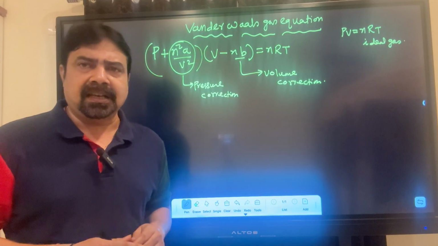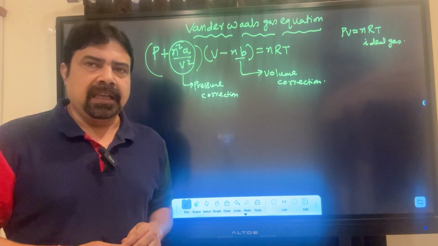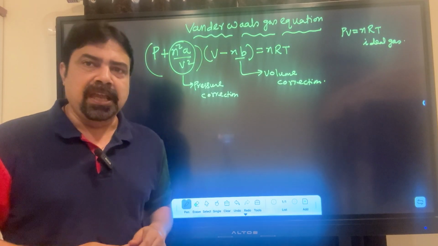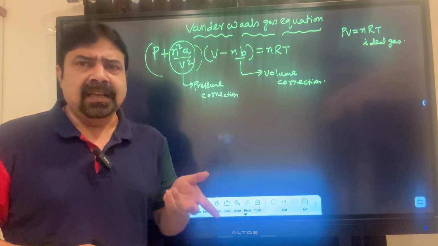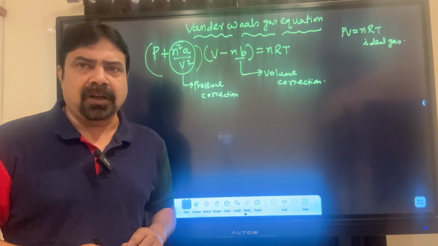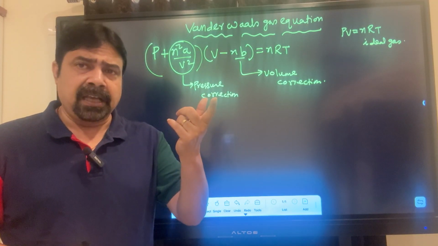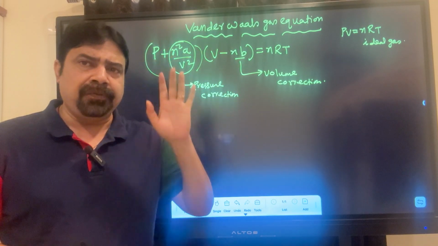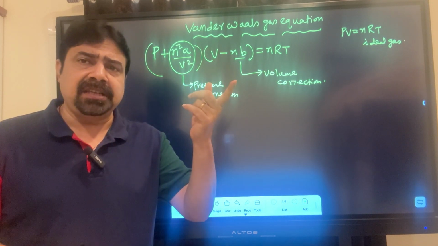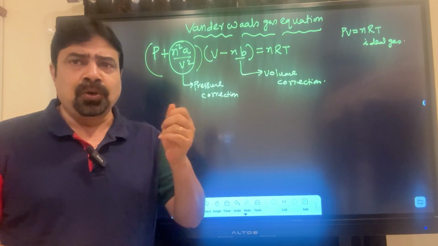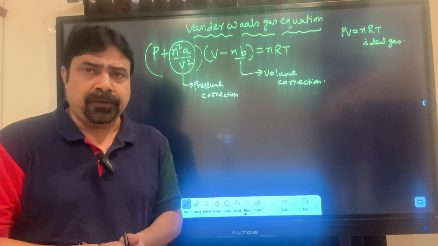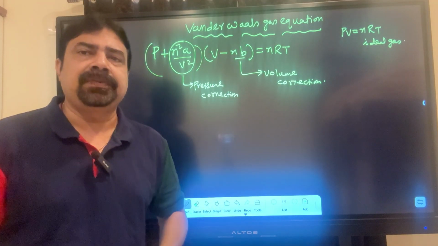Only at certain pressure and temperature do they behave ideally. We know the Boyle temperature is that temperature where a real gas behaves ideally. Also, at low pressure and high temperature, a real gas behaves ideally. Why? Because low pressure means volume is high, and high volume means there is no question of repulsive force. High temperature means kinetic energy is high, and high kinetic energy means there is no question of attractive force. When there is no force of attraction or repulsion, the real gas behaves ideally.